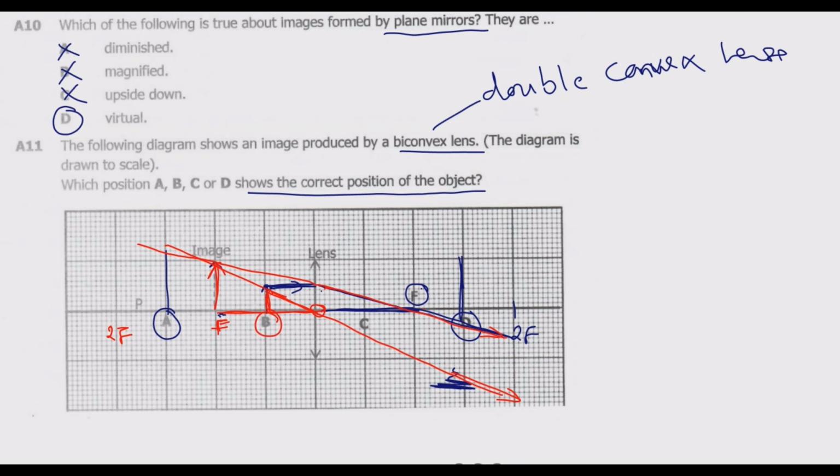So what you notice is B will be the correct position for the image to be formed, which will be just 0.5 of F. Then F is here. So if it's at the middle of, then it will be formed at F exactly. So B is the correct answer.